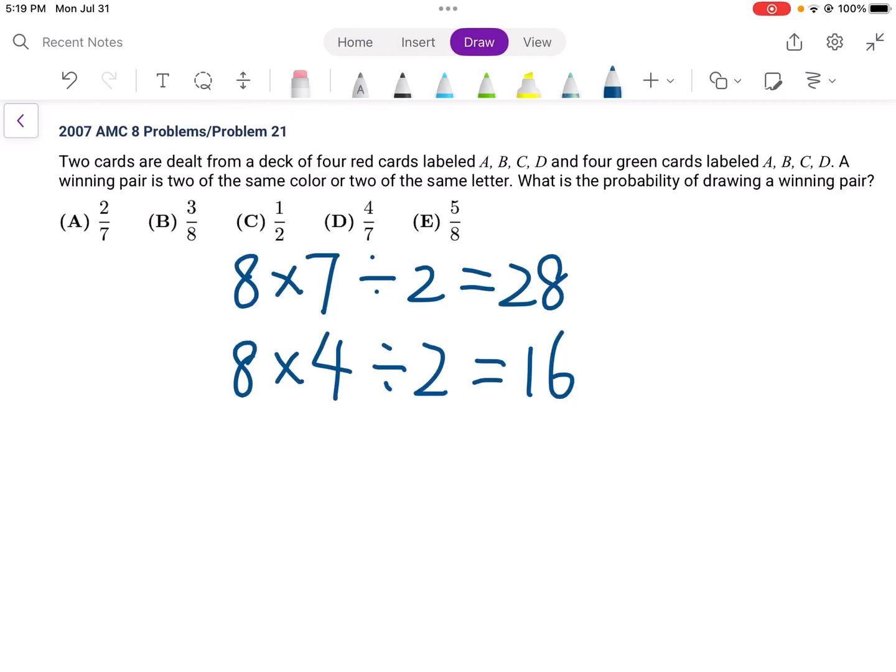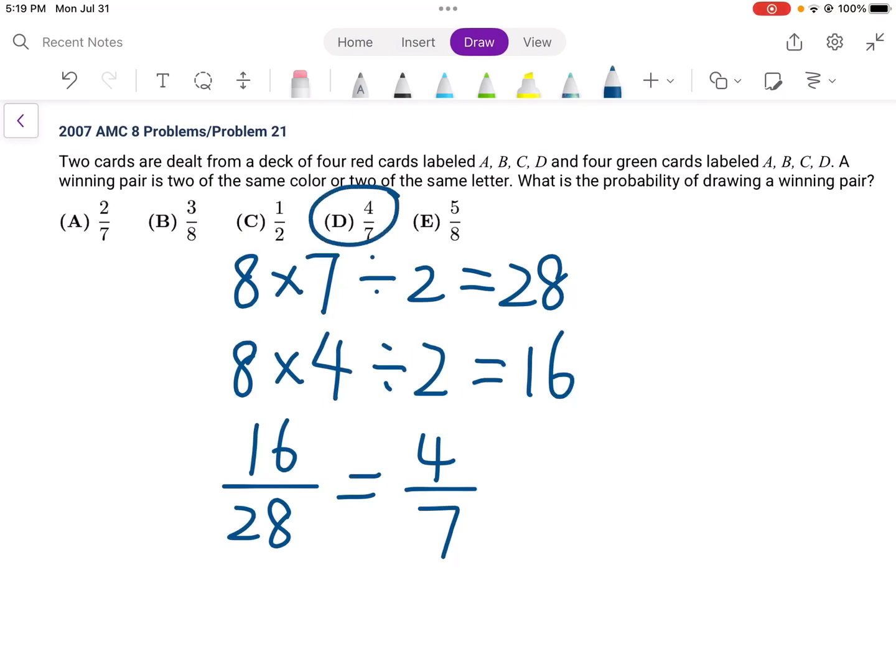And so the probability will be 16 divided by 28, and that is 4 out of 7. The answer is D.